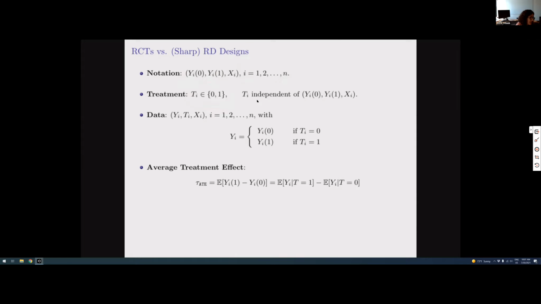And in an RCT, as we know, by virtue of the treatment being randomly assigned, the treatment is going to be independent of the potential outcomes, also of any pretreatment covariates. And we're going to have an observed outcome. So the data that we observe is going to be the observed outcome, we're going to call it y, and then data on t and x for all the units.